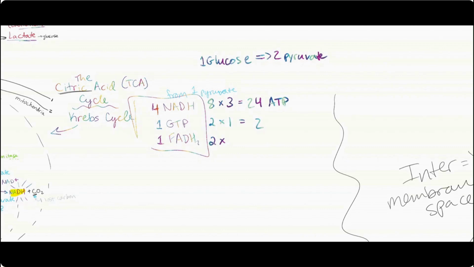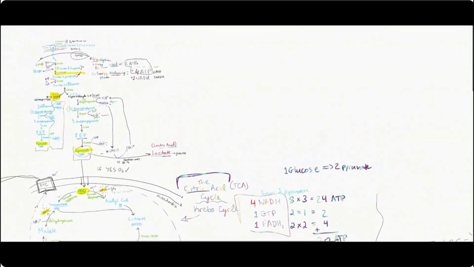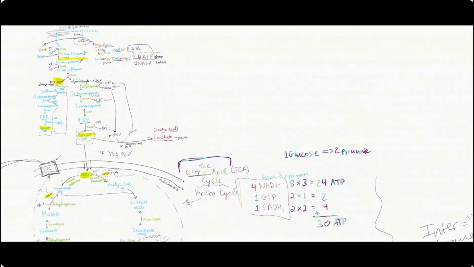And then we have for FADH, 2 times 2 is 4. And so adding this all together, we end up with 30 ATP. But remember, this is just from the citric acid cycle. We also need to add in the energy that we are going to get from glycolysis, right? So zooming out a bit further, from glycolysis, we got 2 ATP and 2 NADH. So from this, we get 2 ATP, as well as 2 times 3 for NADH to ATP, and that would be 6. 2 plus 6 is 8.